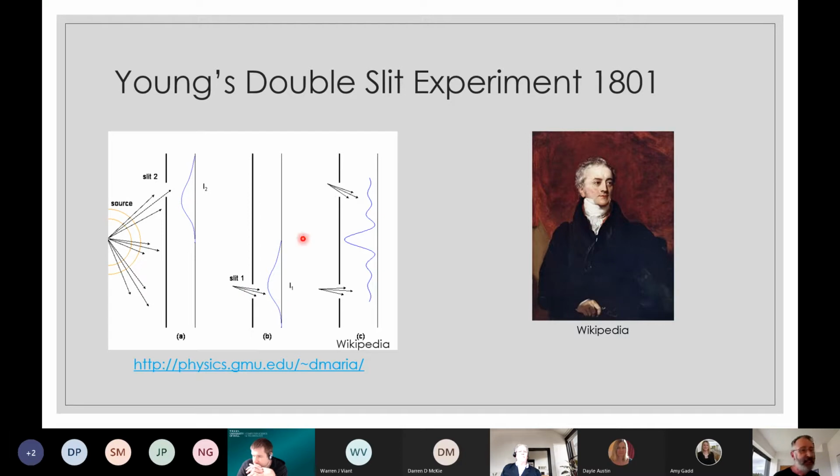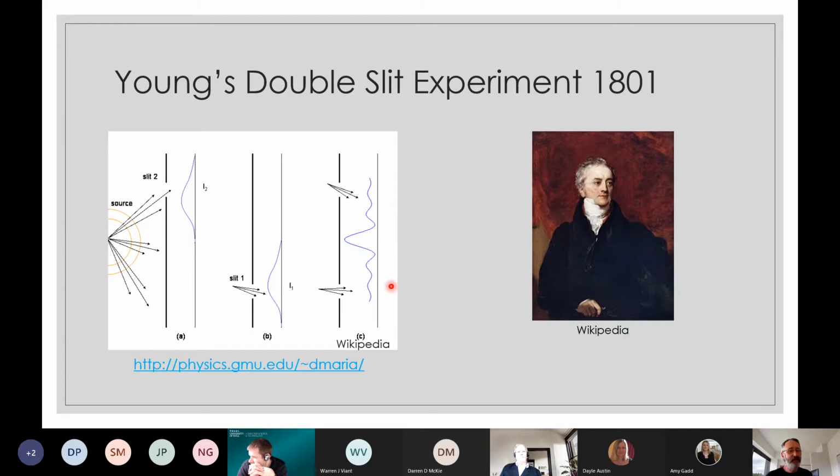And then he did it with 2 slits very close together. If it was particles, what you would expect is a hump here and a hump here, 2 distinct areas. That's what you would get if you threw tennis balls through 2 holes. You would get 2 humps around each hole. And he didn't get that.